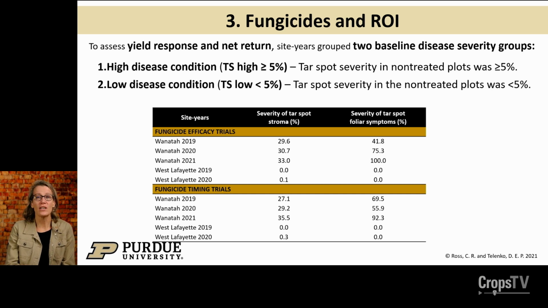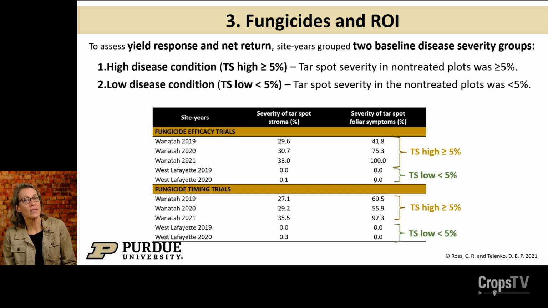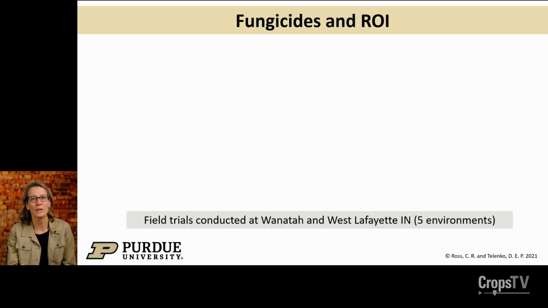And so she can divide that data into high years where there was high disease, and then years where there was low disease. And the other thing that I should point out is these trials are fungicide efficacy trials. So that would be where she's comparing different products. And then she also has fungicide timing trials. So where she's taking one or a couple of products and just comparing them at different timings.